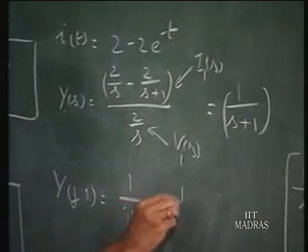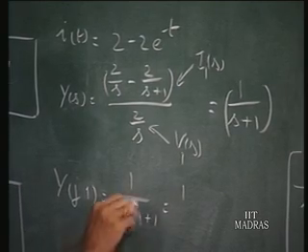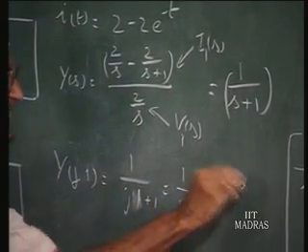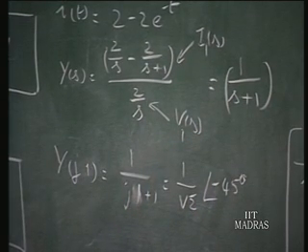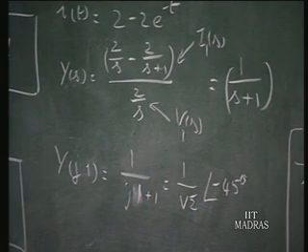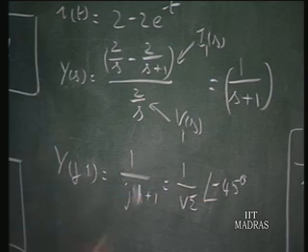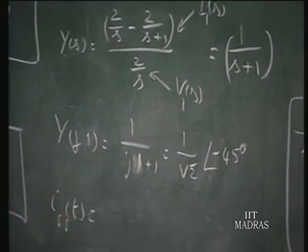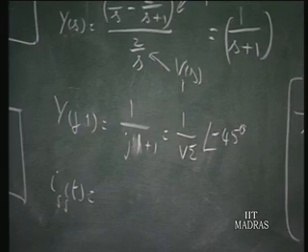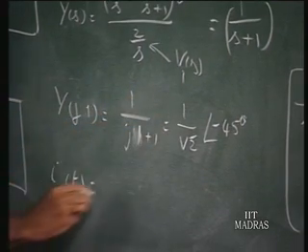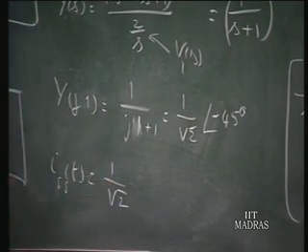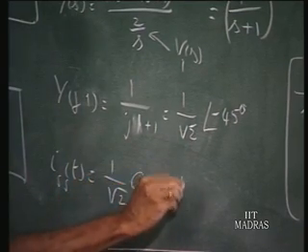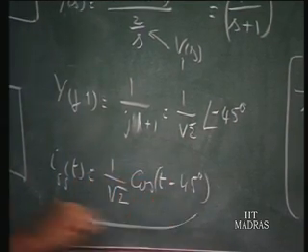Therefore this is 1 by root 2, since omega happens to be 1, at an angle of minus 45 degrees. Which means if you have a cos t, the phasor for the voltage and the current are related by this impedance. Therefore, the amplitude of the current in steady state is 1 by root 2, and there is a phase of minus 45 degrees, so I steady state is cos(t minus 45 degrees). So that is the steady state current.